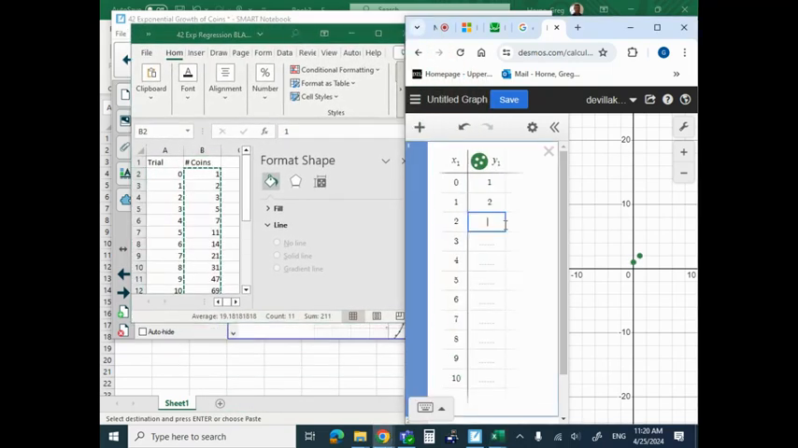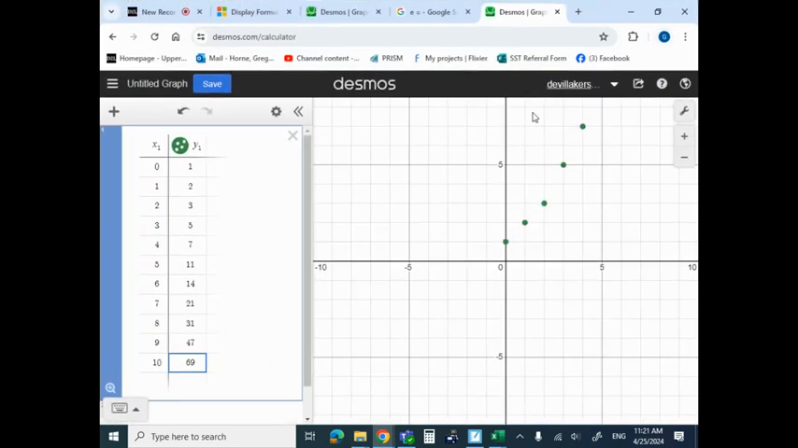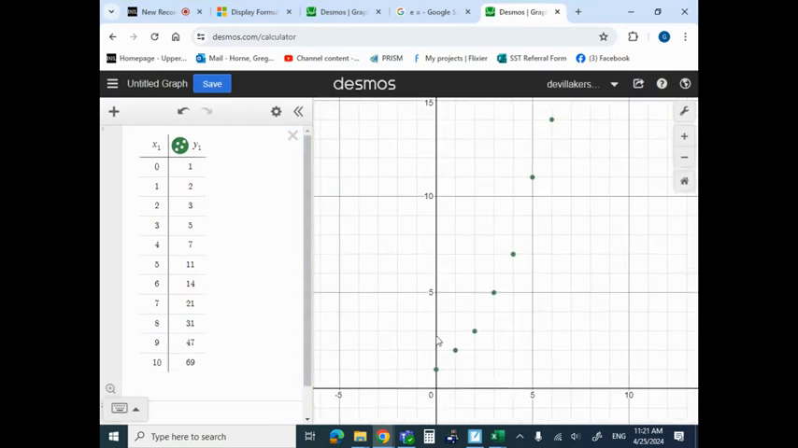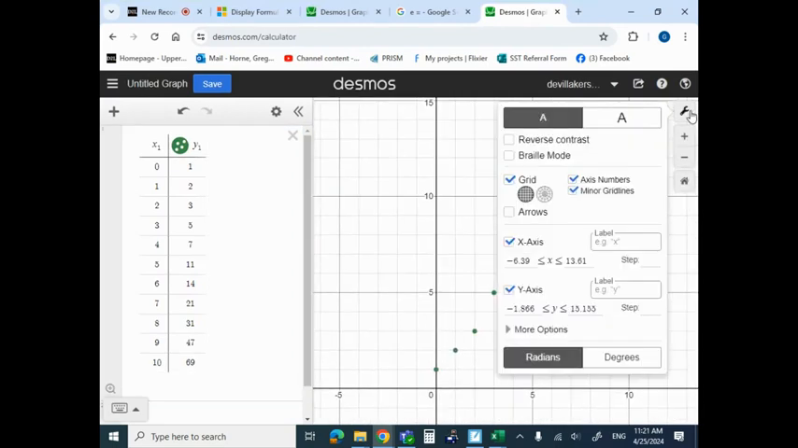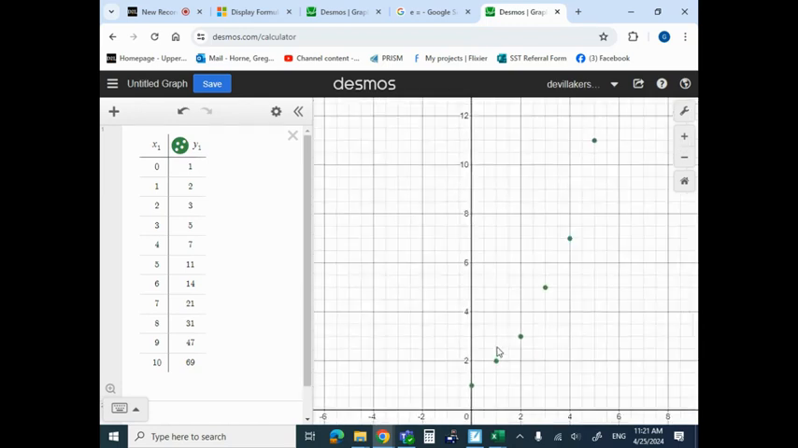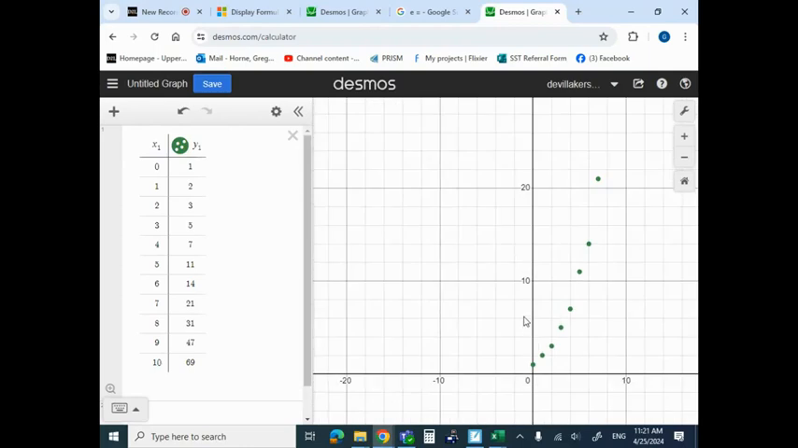Desmos. Okay, so 1, 2, 3, 5, 7, 11, 14, 21, 31, 47, 69. All right. So the numbers are in, and it's automatically graphing as we go. You can see the graph there. You can change the scale if you want, changing your max and min values and so on, but it looks good enough, really. Especially if I zoom out a little bit, I can see more of it.